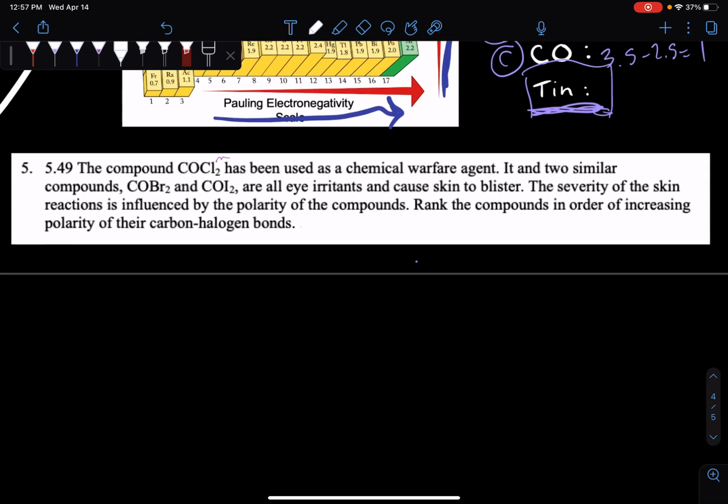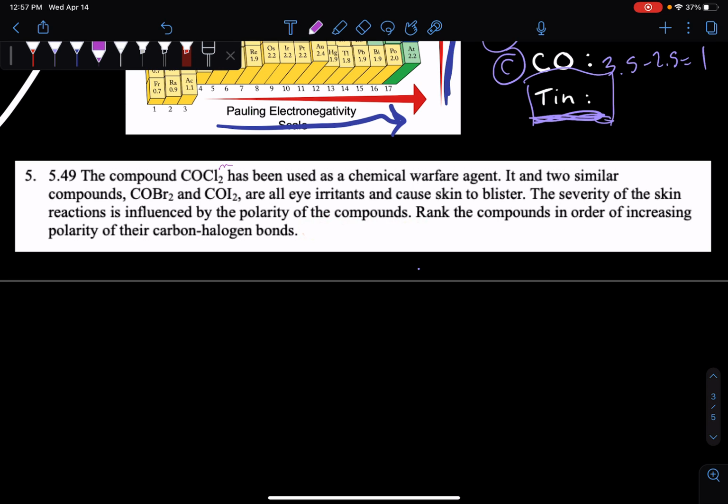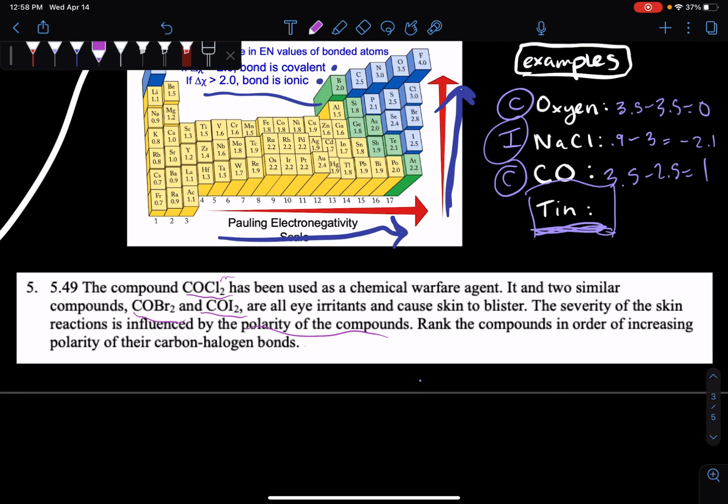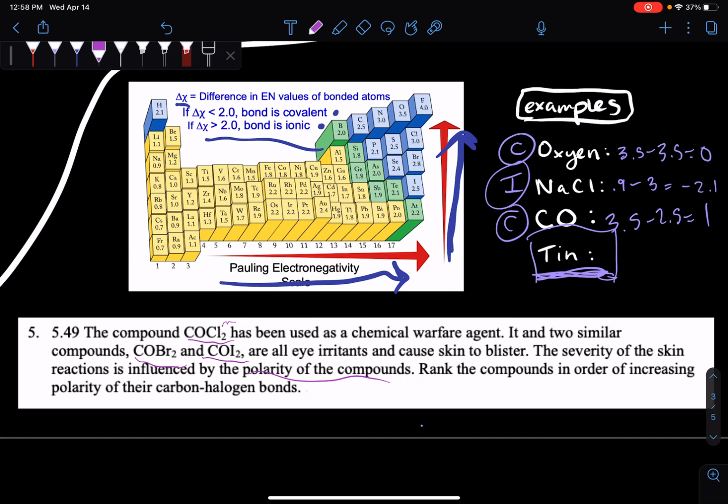Quick practice question. This was from recitation. The compound COCl2 has been used as a chemical warfare agent. It and two similar compounds, COBr2 and COI2, are all eye irritants and cause the skin to blister. The severity of the skin reactions is influenced by the polarity of the compounds. Rank the compounds in order of increasing polarity of their carbon-halogen bonds. Okay, so this just has to do with the electronegativity again. Here, it says to compare the carbon and halogen bonds.